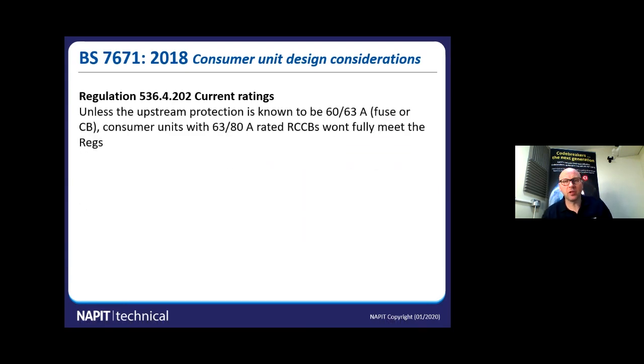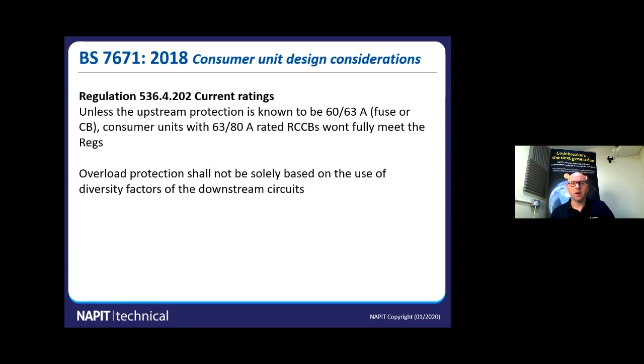unless the upstream protection is known to be a 60 amp or a 63 amp fuse or circuit breaker, the existing consumer units that we used to have with 63 amp and 80 amp rated RCCBs won't fully meet the regs, okay? Overload protection shall not be solely based on the use of diversity factors of the downstream circuits. So this is new wording to the regs, and this is the crux of the problem. It says we cannot solely rely on diversity factors. Okay, so it gives us three options really.